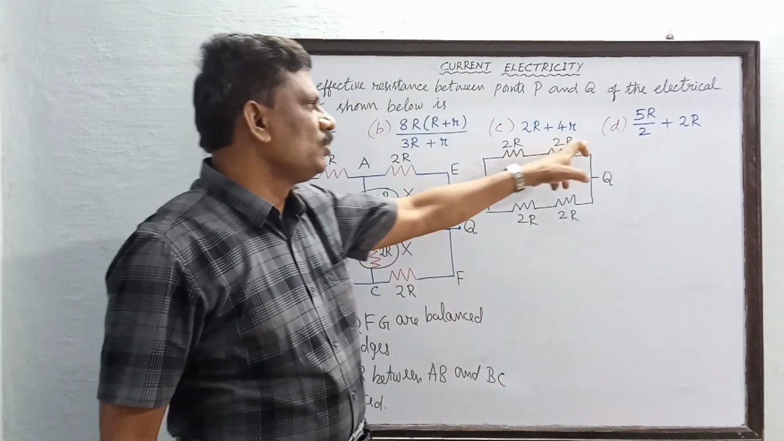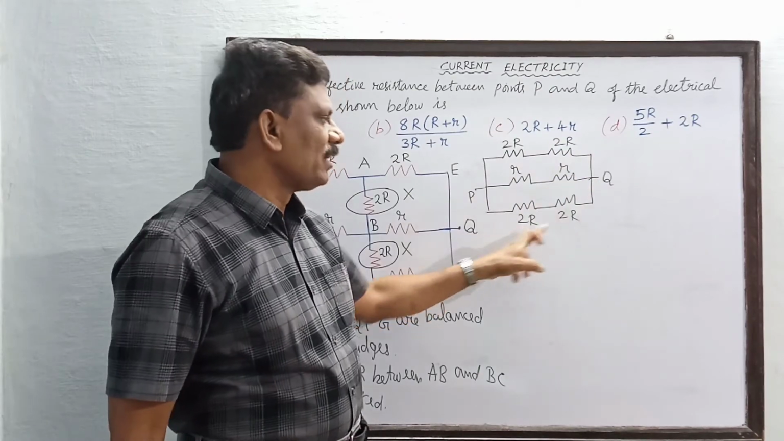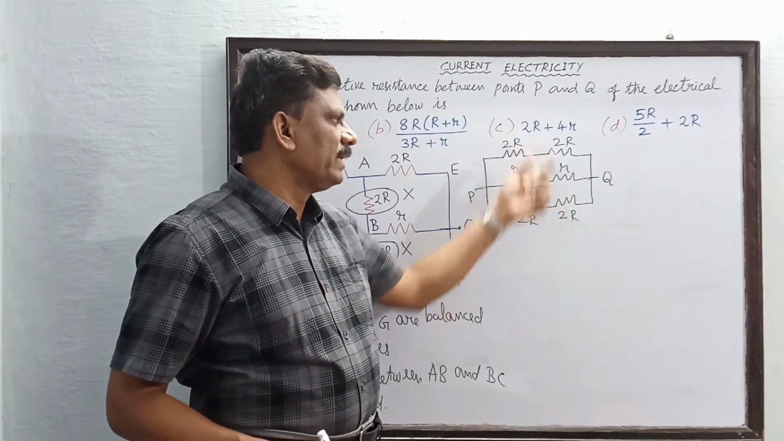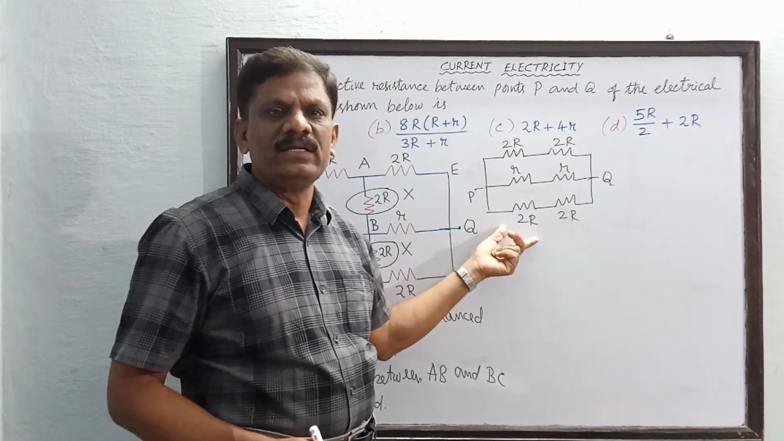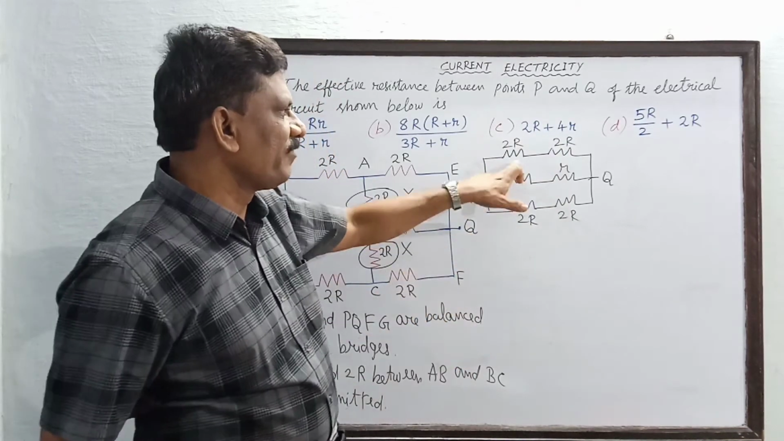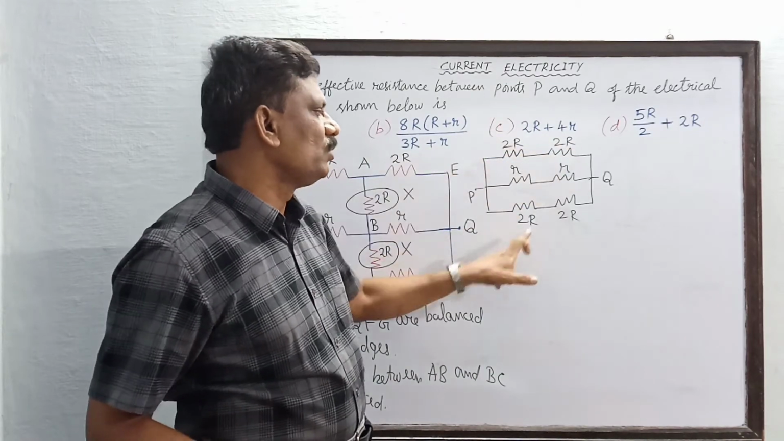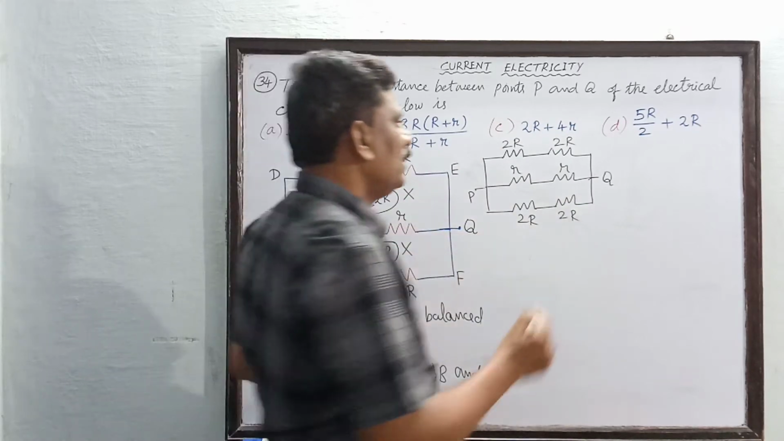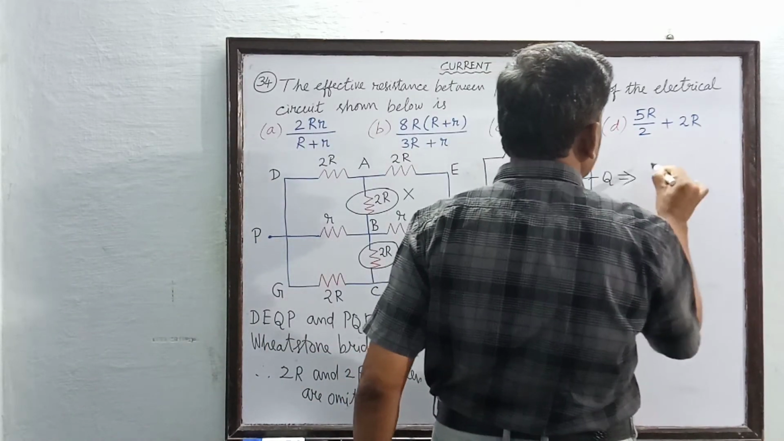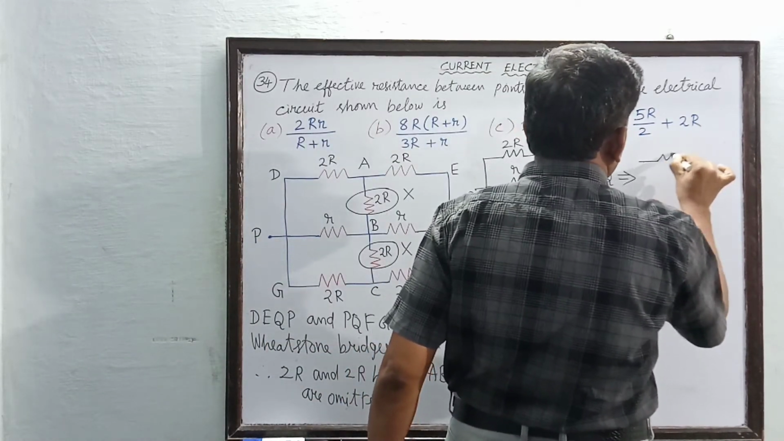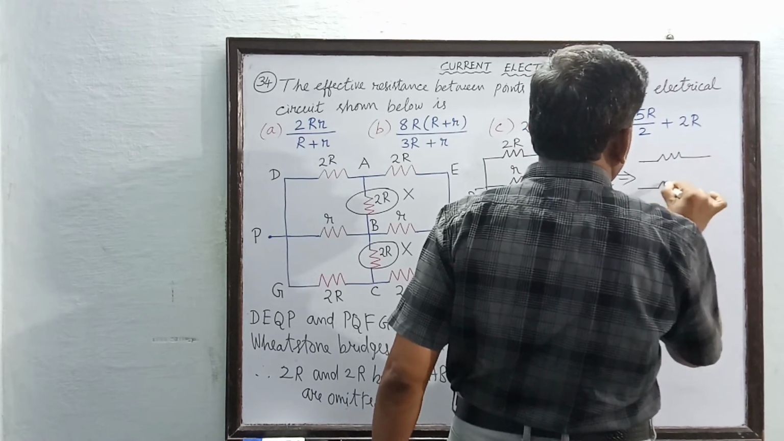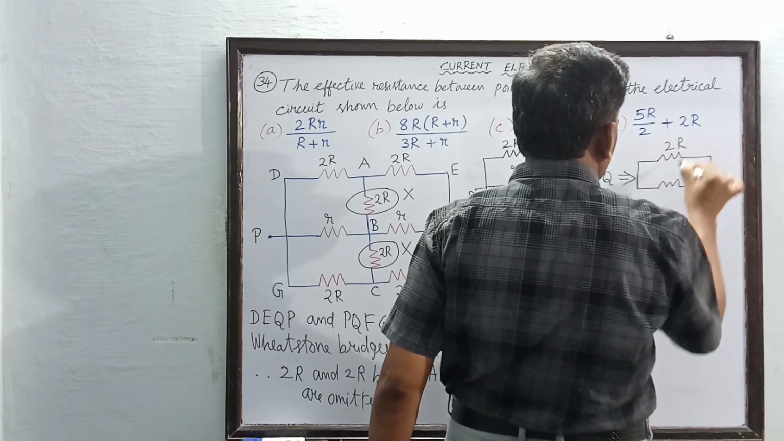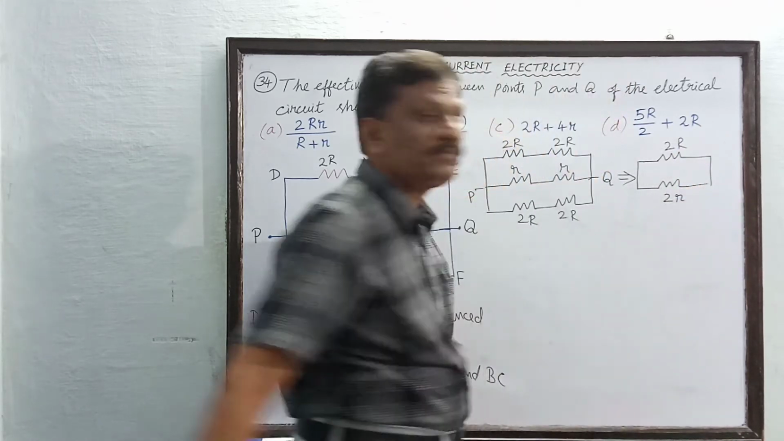Now this 2R plus 2R is 4R. This 2R plus 2R is also 4R. So 4R and 4R are in parallel. So it becomes what again? 2R. The effective resistance of 4R parallel 4R is 2R. So this is equivalent to 2 capital R and 2 small r, like this.